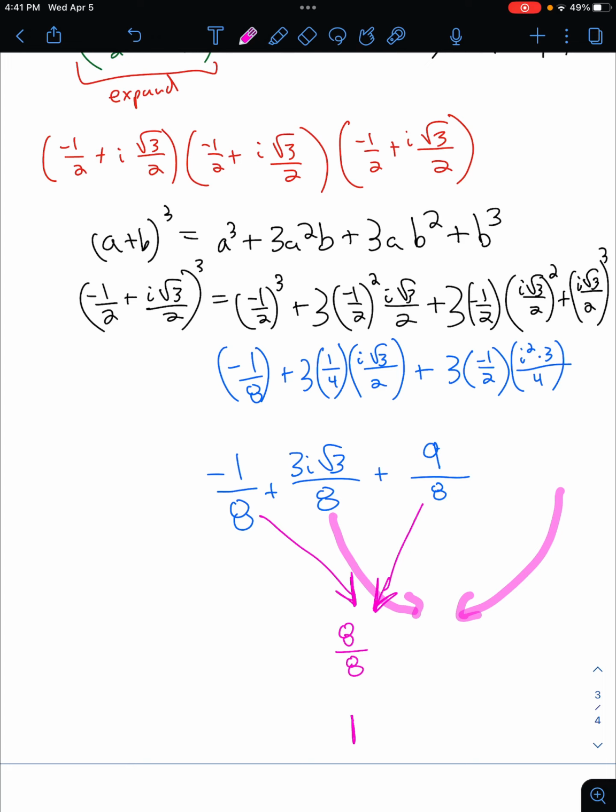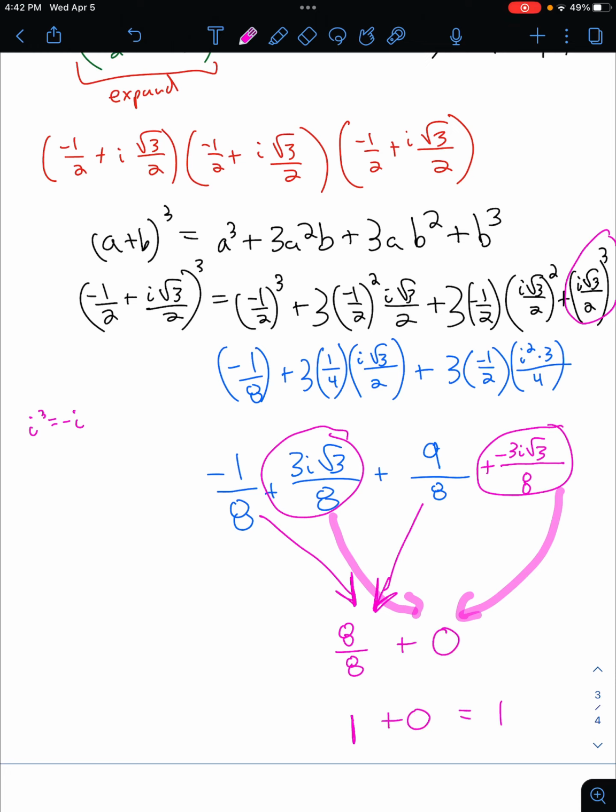Here in our last part, with i root 3 over 2 cubed, we're going to end up with i cubed. Root 3 cubed is 3 root 3. All over 2 cubed is 8. Okay? Now here's where the magic's going to happen. i cubed is equal to negative i. So substituting in negative i for i cubed, I get negative i times 3 root 3, which is most often written as negative 3i root 3 over 8. Combine that with positive 3i root 3 over 8, and we get 0. So we get 1 plus 0 equals 1.